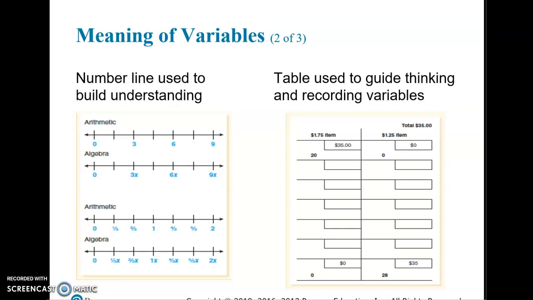Here's 2 examples. Anna has $10. Noah has 3 more than Anna. How much money does Noah have? Or Anna has some money. Noah has 3 more than Anna. How much money does Noah have?